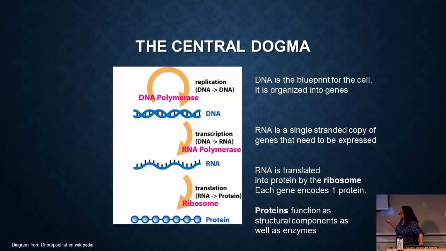Proteins then function both as structural components as well as enzymes. So some proteins act as enzymes. For example, there's proteins in the ribosome. RNA polymerase is a protein or proteins, and DNA polymerase is a set of proteins. Others help make up the cell wall, etc. So proteins do the work, is what we generally say.